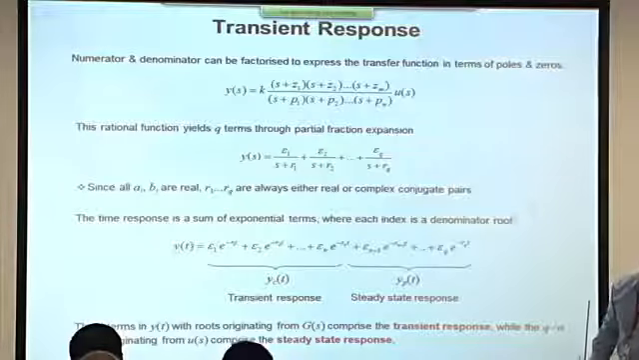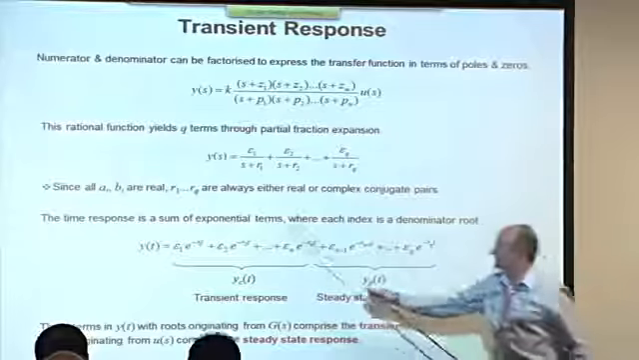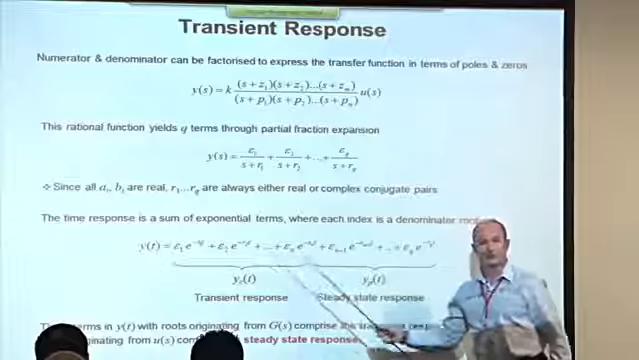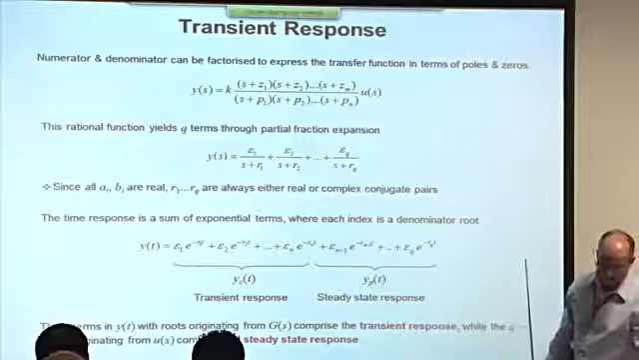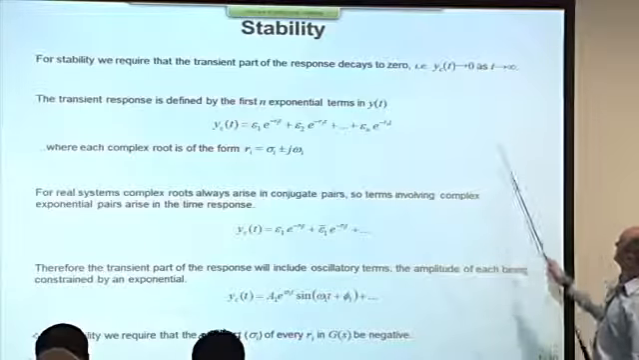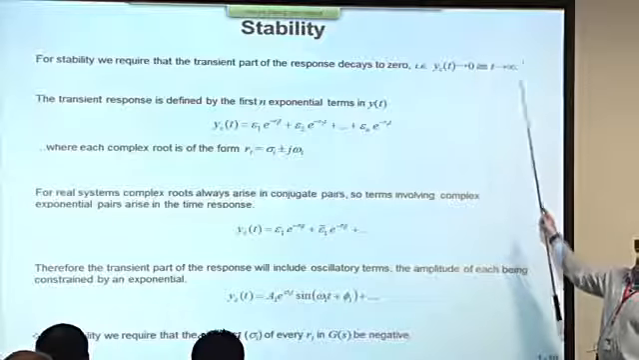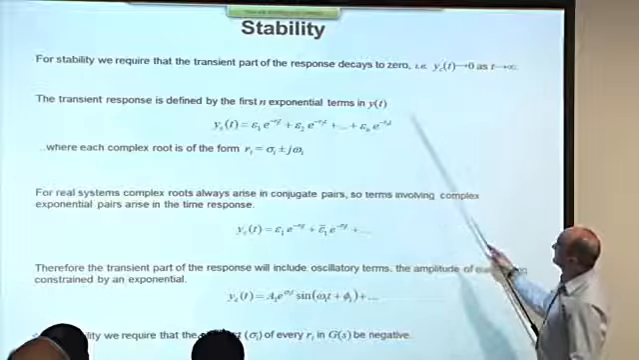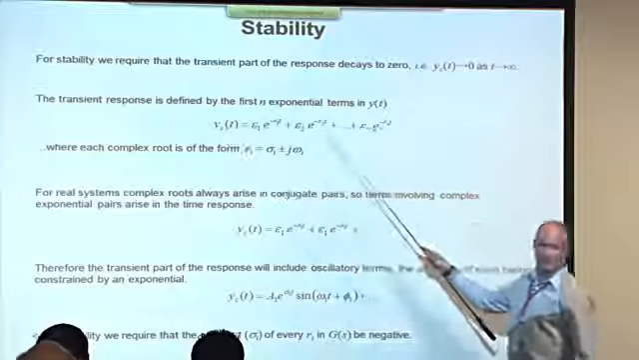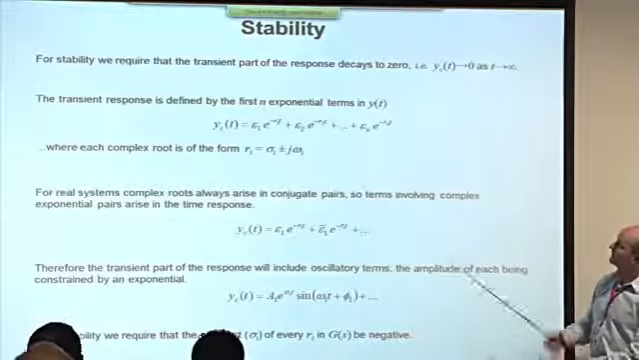Now for stable systems, we would like this transient response, this part of the response, to decay to 0 as time becomes infinite. That's what a stable system actually is. y sub c of t tends towards 0 as time tends towards infinity. Here's the y sub c of t. It's just the first n exponential terms in the response.